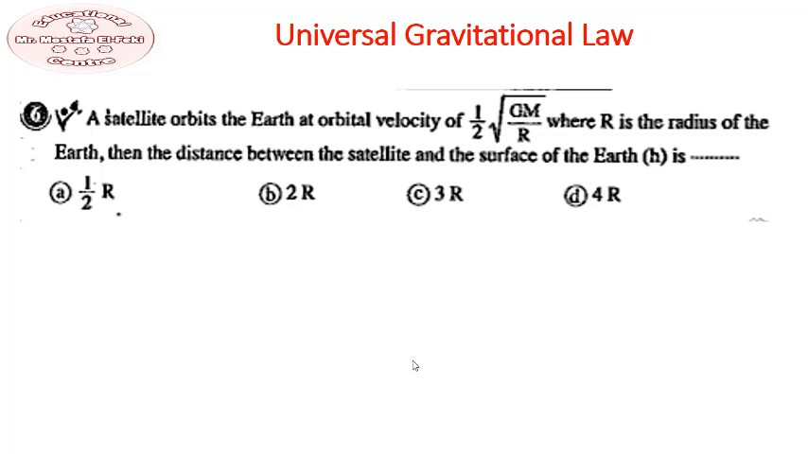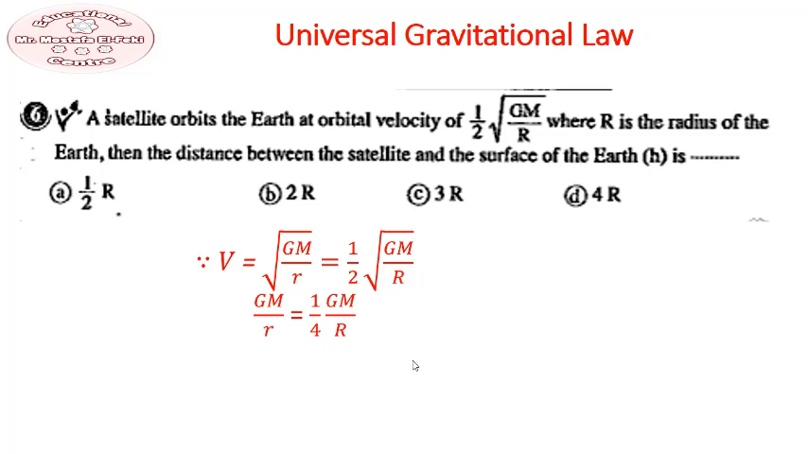A satellite orbits the Earth at orbital velocity. This is the value of the orbital velocity. Then the distance between the satellite and the surface of the Earth is, since V equals root GM over r, that is equal in the question to half root GM over R capital. Then by squaring the two sides and cancelling GM with GM, r small equals 4R capital. This means that R plus h equals 4R, then h equals 3R.